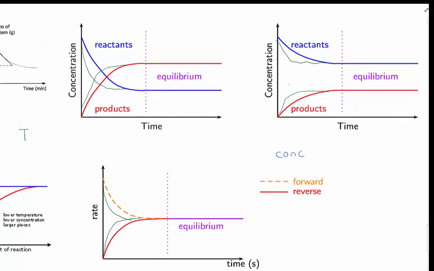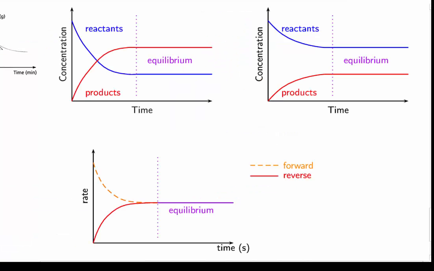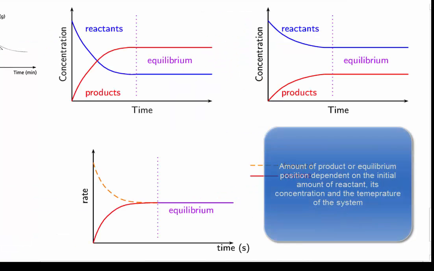And concentration would change the concentration time graph as well as the rate graph, so that the reaction rate is faster and the position of the final concentration of products and reactants will also be different. A catalyst would just increase the rate versus time graph. A catalyst would not change the amount of products, just how fast they were produced. So the reaction occurs until it either finishes, the reactants are used up, or is at equilibrium. But the amount of product, or the equilibrium position, is only dependent on the initial amount of reactant, its concentration, and the temperature of the system.